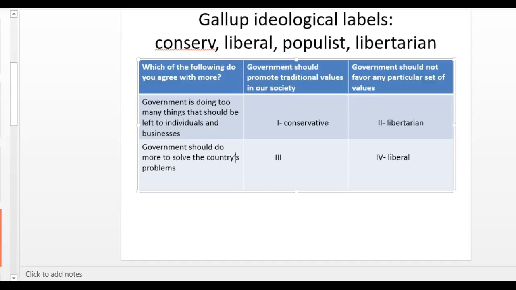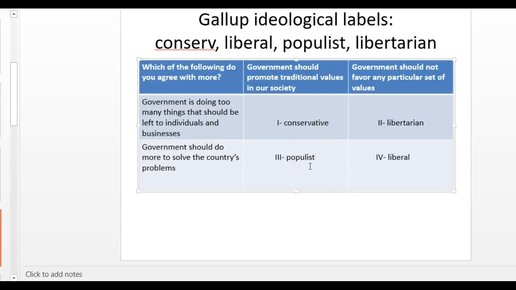Government should do more to solve the country's problems, like, for instance, the healthcare system is a big mess. Government should be helping to solve that, versus government would simply screw it up if they got more involved. So liberals take this confluence. And then here we would place the label of populist. Populist here is a label that's been used by the Gallup organization since the 1930s to refer to somebody who says government should do more, but also that government should promote traditional values.